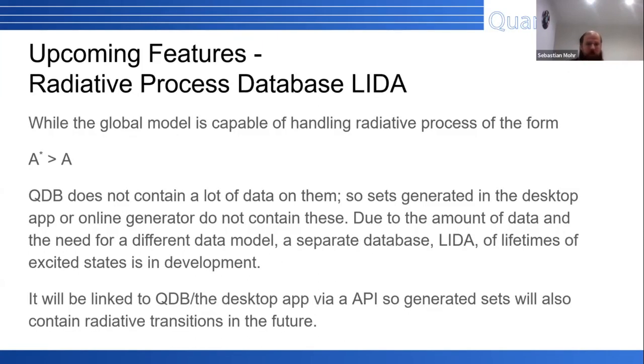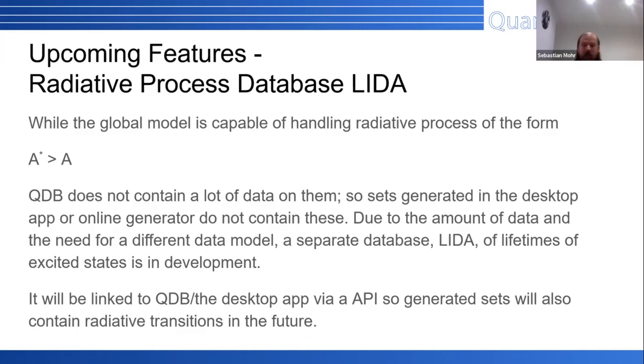And another upcoming feature we have is about radiative processes, which can also be quite important. Our global model itself, and most other simulation models, are usually capable of handling radiative processes where you just have an excited state, which then decays to ground state or maybe a different excited state. However, we do not actually have a lot of data on these in QDB. So when you generate a set with the desktop app generator, you probably will not have the radiative processes, which you then still might need to add manually.